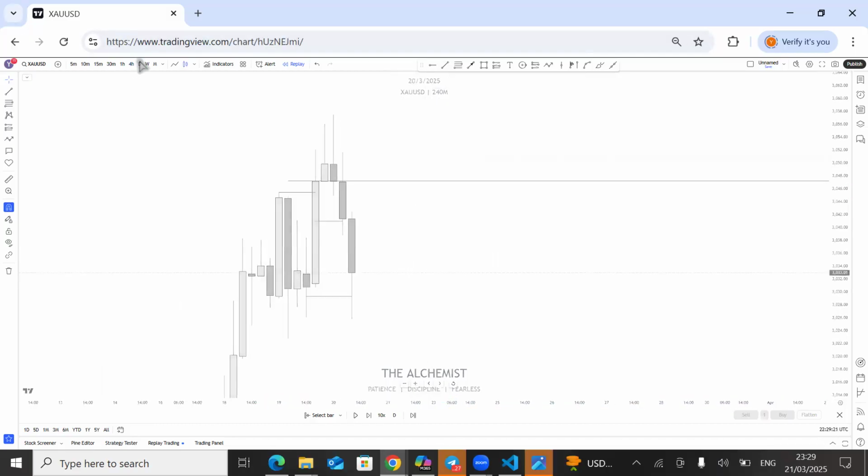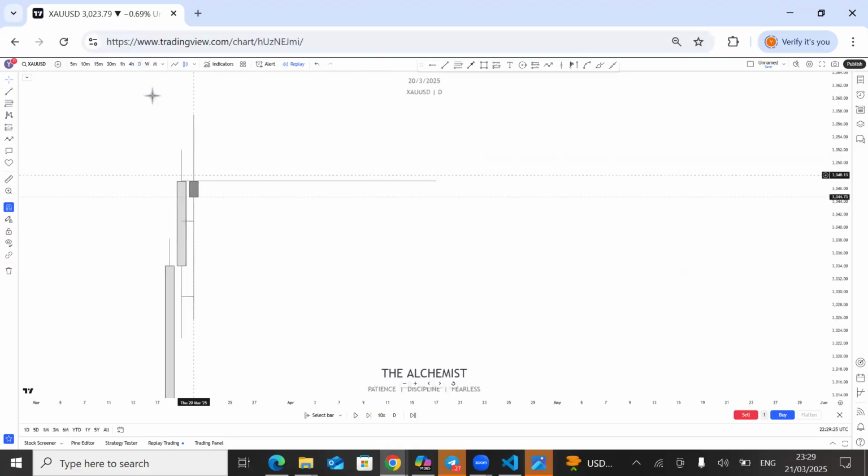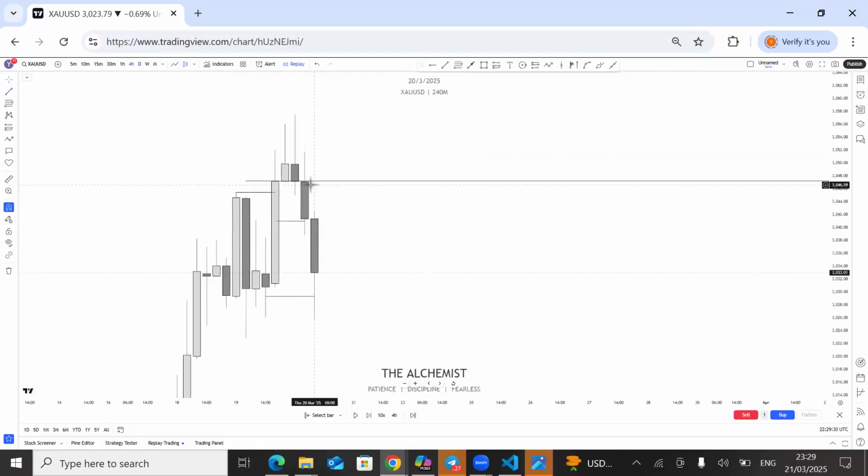Let me go back to the daily time frame, you see. Yes, our daily key level. You are seeing now, this is our daily key level. We scale down one time frame lower. What are you going to notice? You are going to notice this key level is in alignment with this open close.